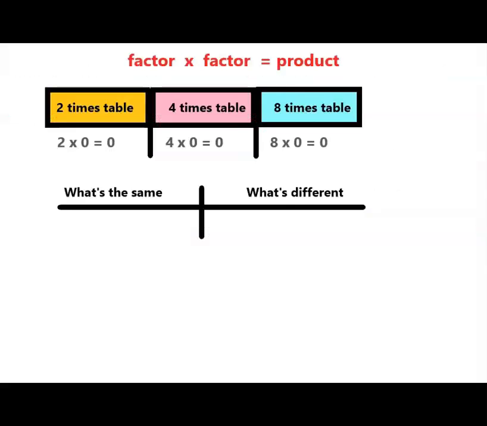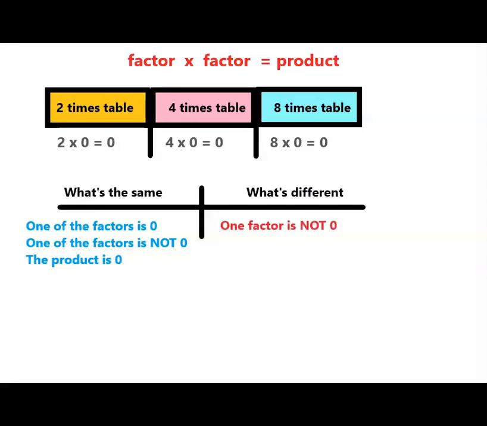Well, let's look for a pattern using our times tables again. So you can see 2 times 0 equals 0, 4 times 0 equals 0, and 8 times 0 equals 0. What's the same and what's different about each fact? Well, the things that are the same about each of the times table facts here are that one of the factors is 0 in each of them. One of the factors is not 0 for each times table fact. And the product is 0. Let's look and see what's different about them. Well, for each one of the times table facts here, one factor is not 0.